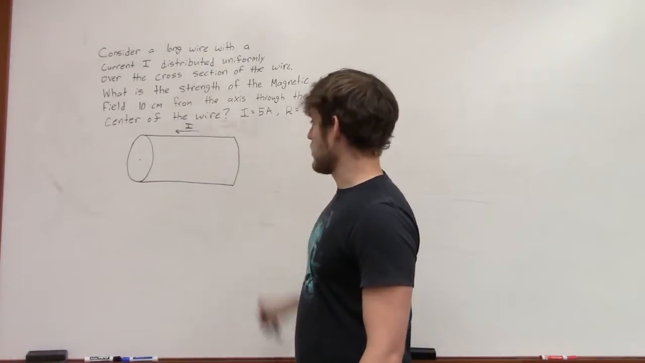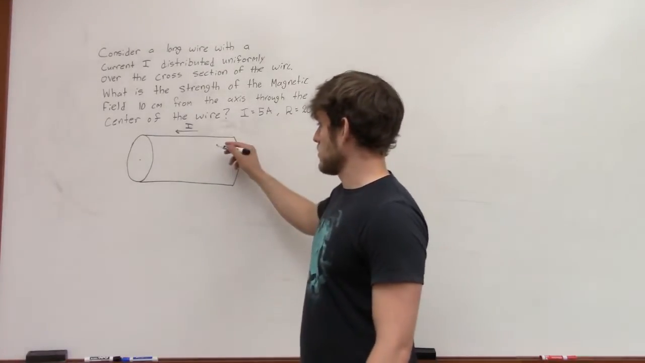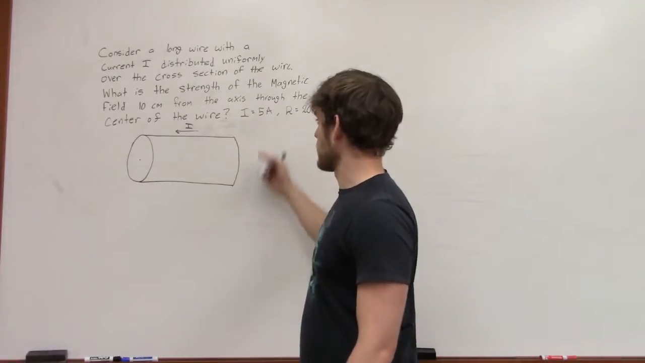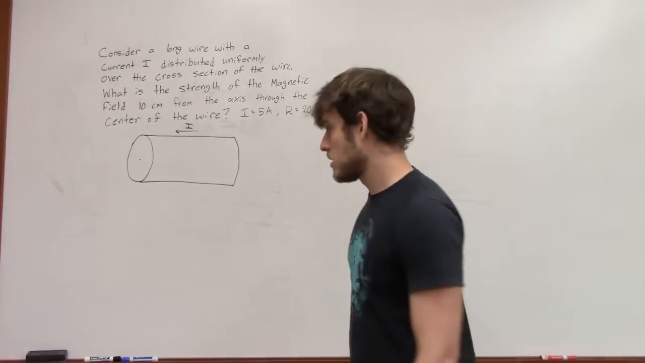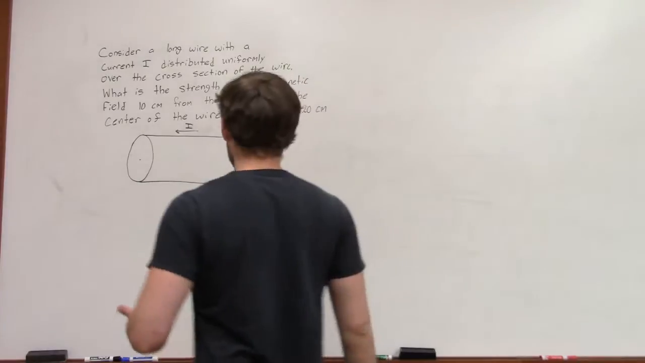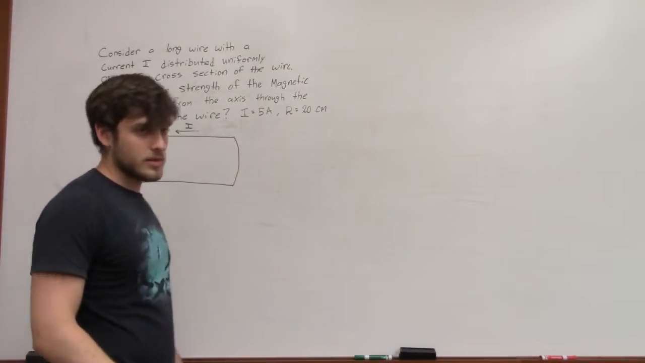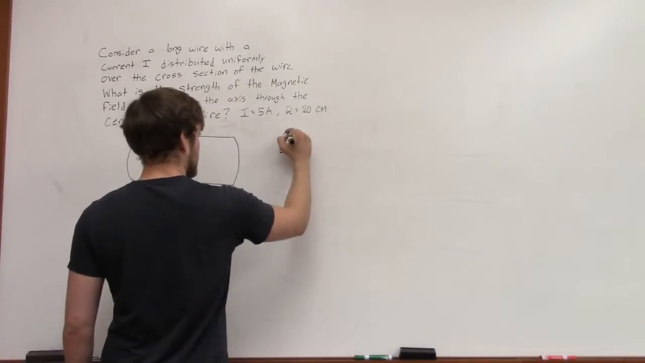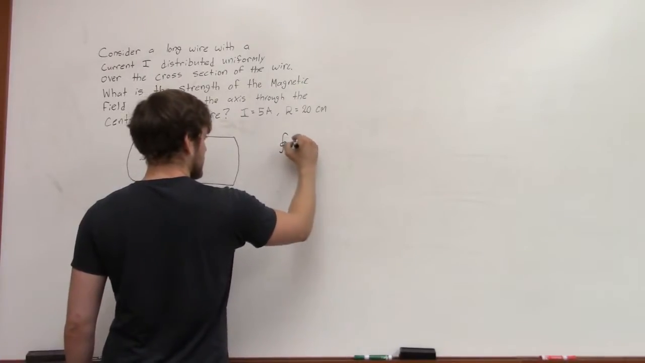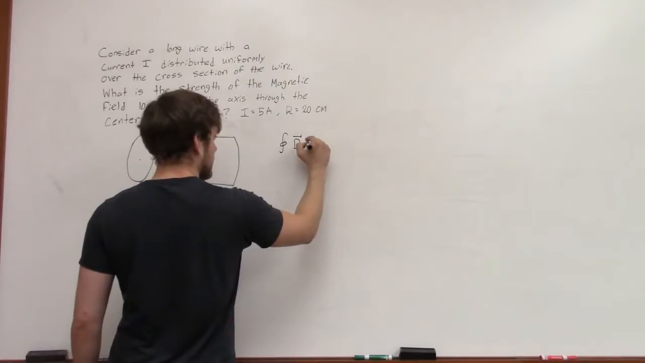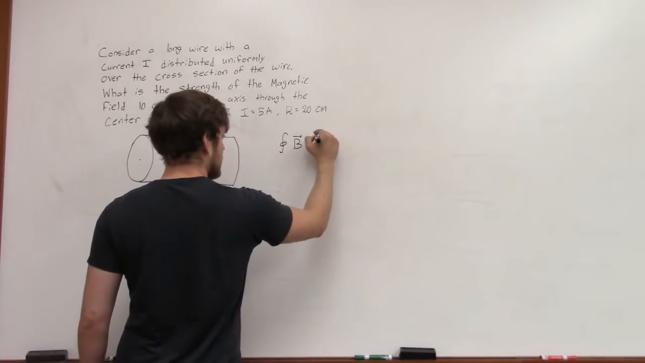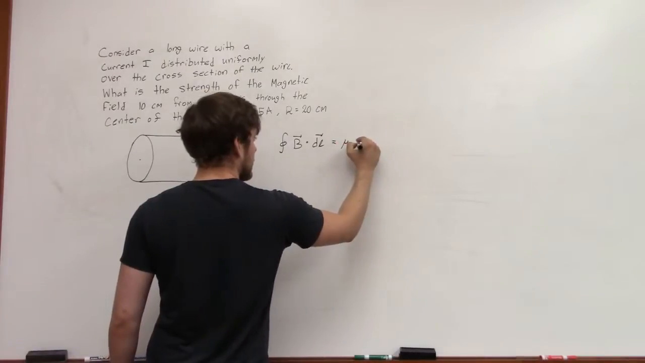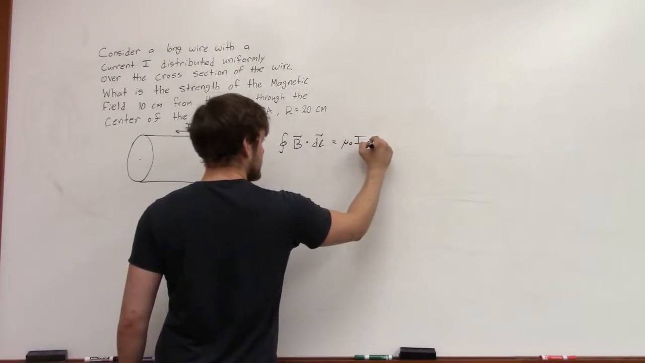The radius of the wire is 20 centimeters, so we're finding the magnetic field at a point inside of the wire, and the current is 5 amps. So if we want to find the magnetic field inside the wire, we're going to have to use Ampere's law. Ampere's law is the integral of B dot dl equals mu naught times I enclosed.